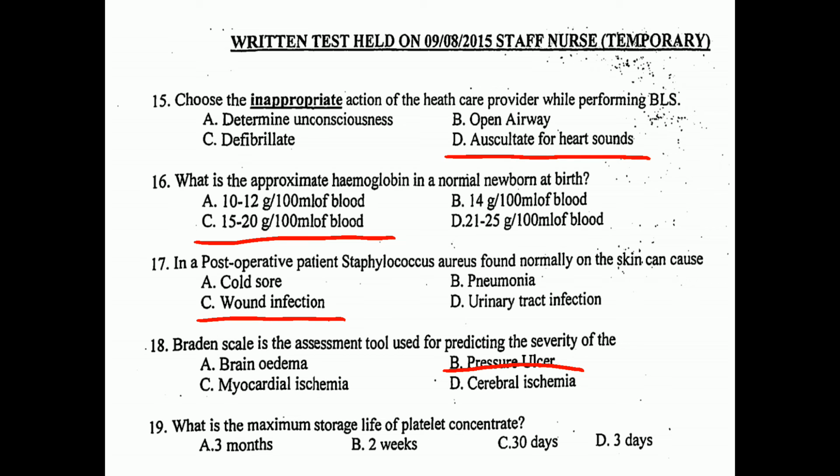Question number 19. What is the maximum storage life of platelet concentrate? The given options are 3 months, 2 weeks, 30 days, 3 days. The correct answer is option D, that is 3 days.